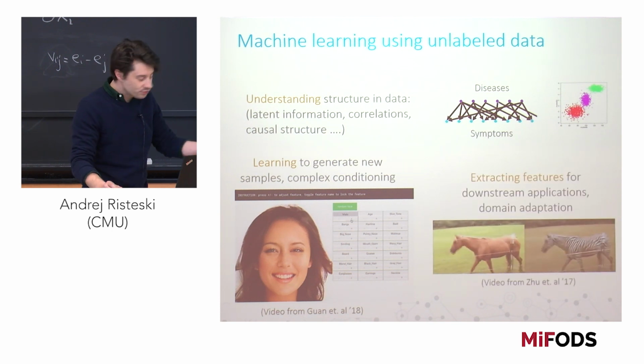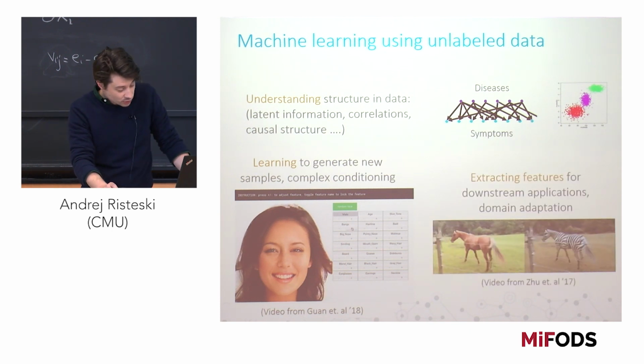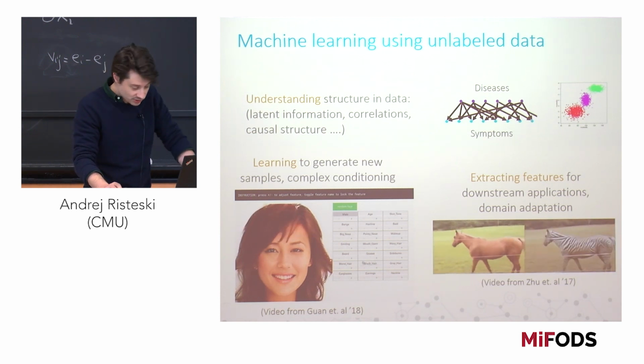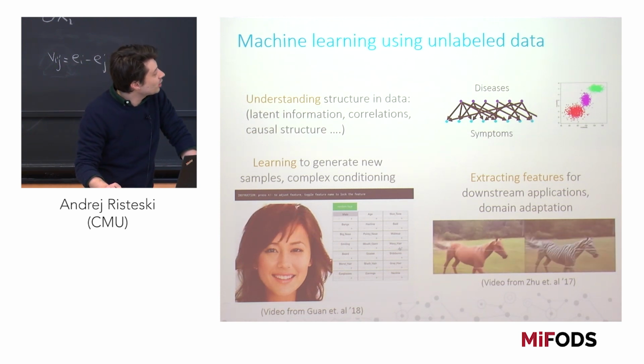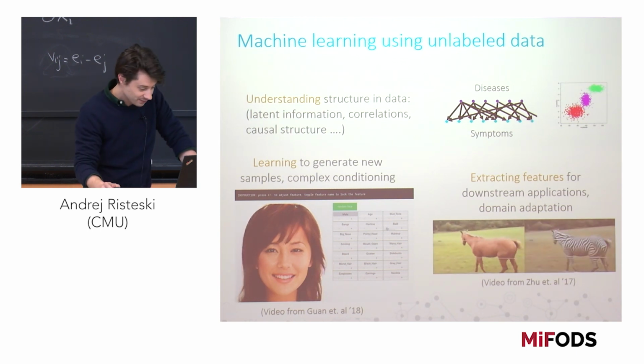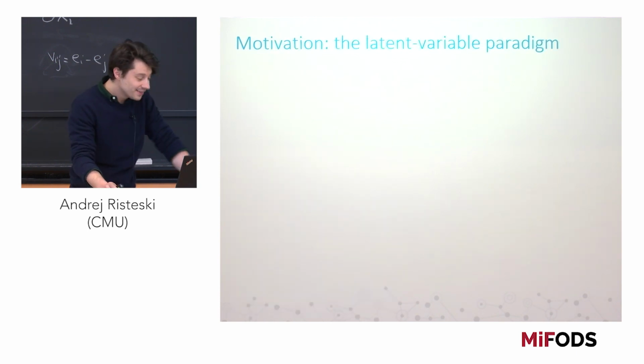And then there are related things where you want to be able to extract some features automatically and transfer them to something else. So maybe you want to figure out how to pull out the lines from a zebra and put them on a video of a horsey. Very useful.